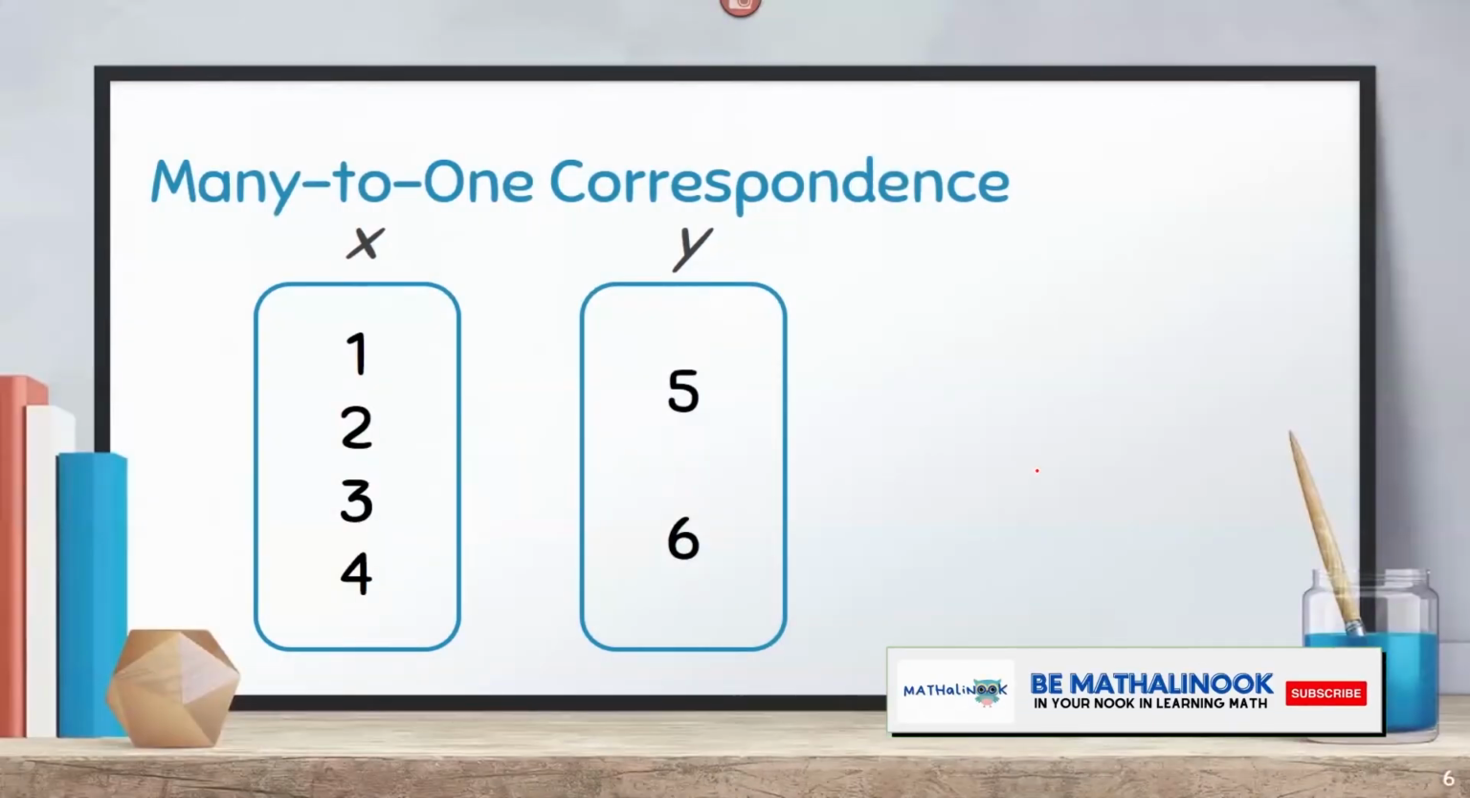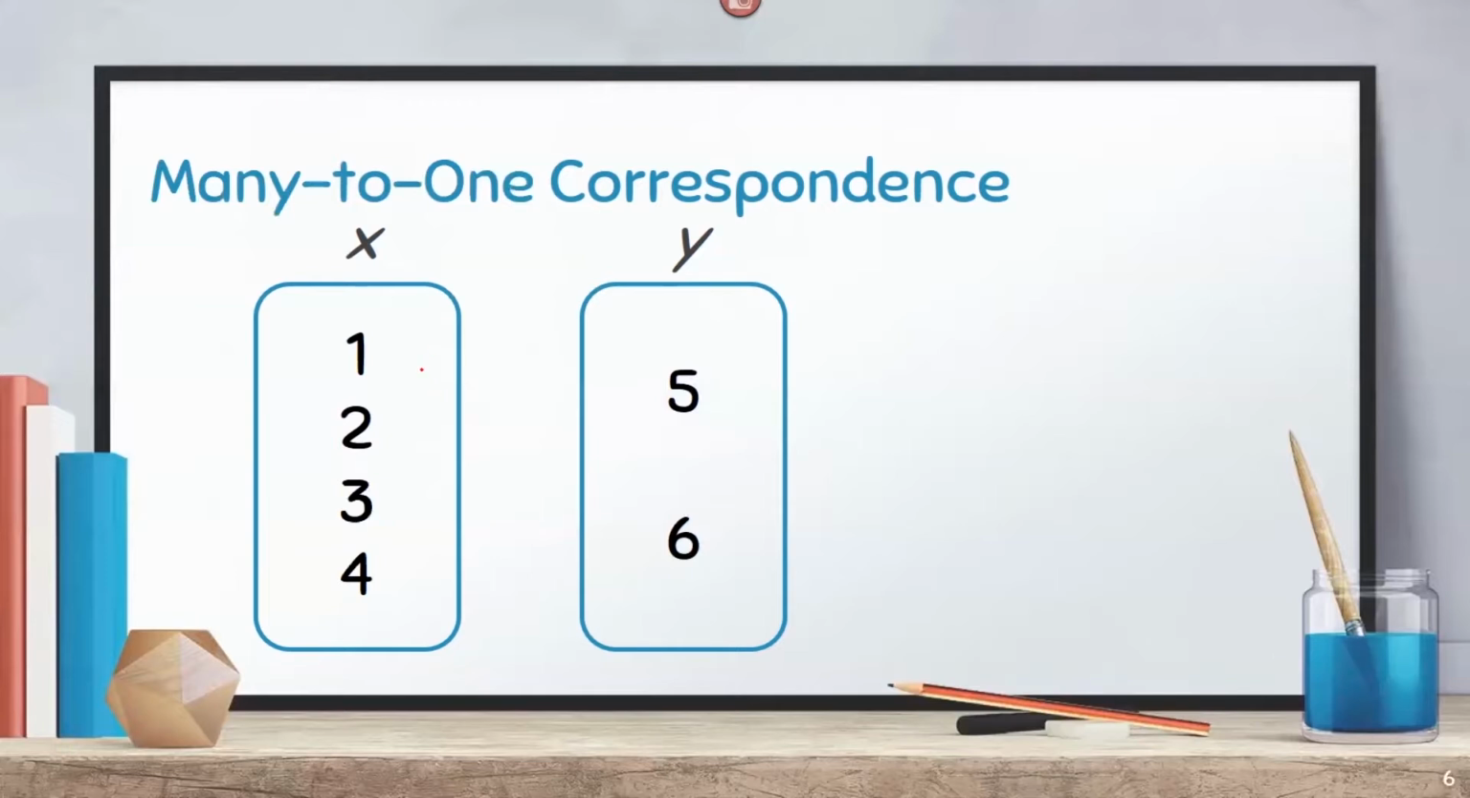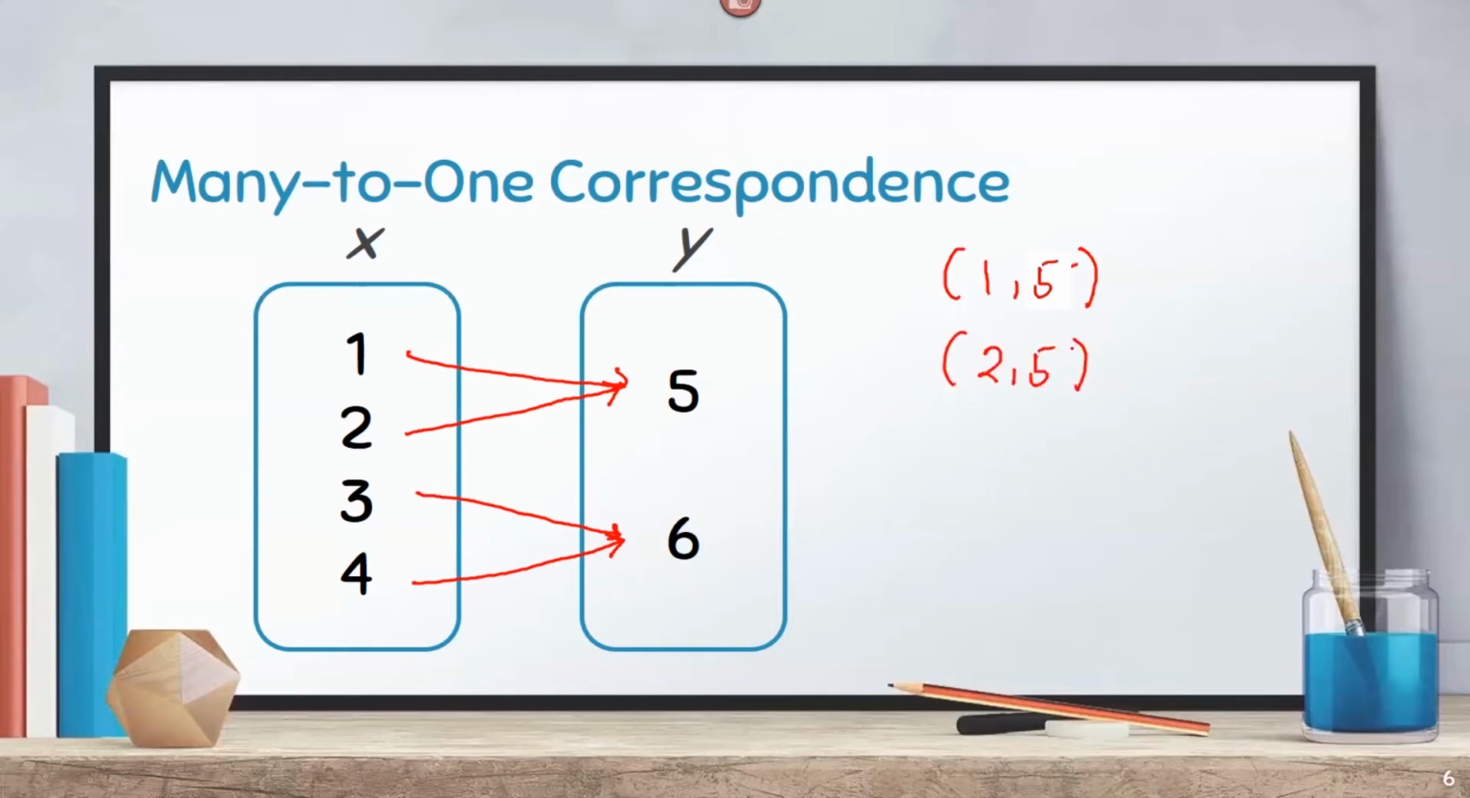Moreover, many-to-one means that multiple values of x can be paired to only one value of y. Example, 1 and 2 being paired to 5, and 3 and 4 being paired to 6. In this case, we also have formed 4 ordered pairs, such as (1, 5), (2, 5), (3, 6), and (4, 6).